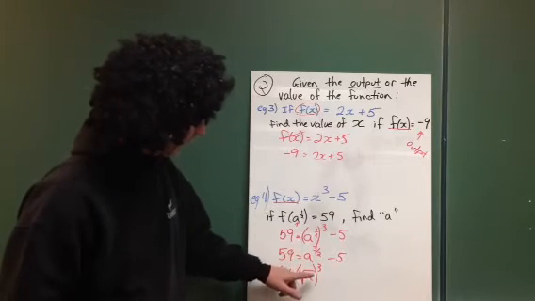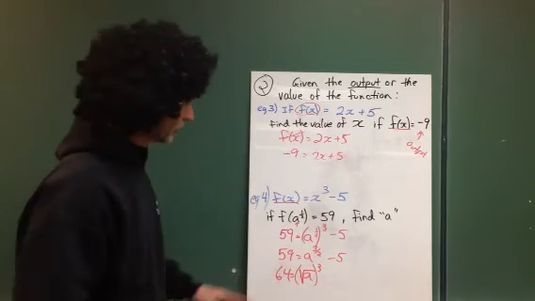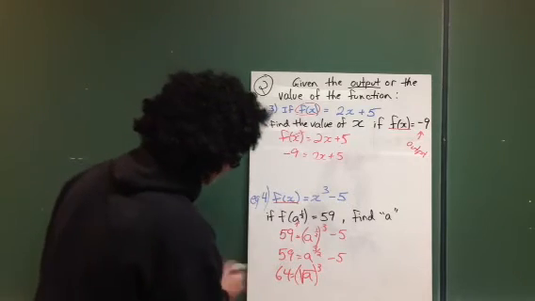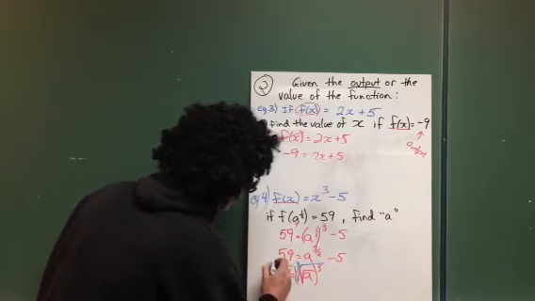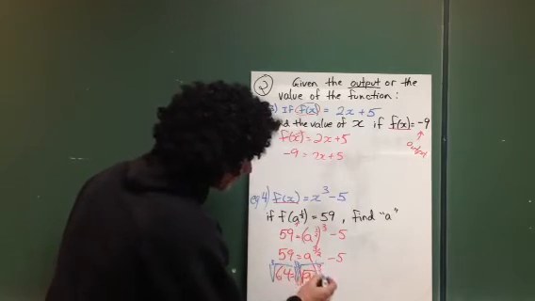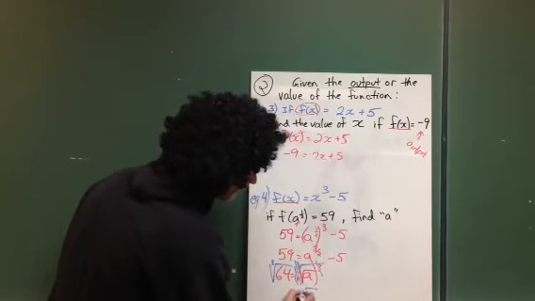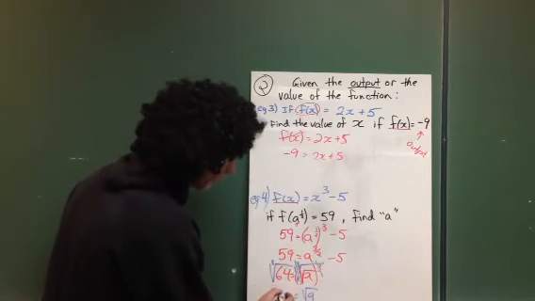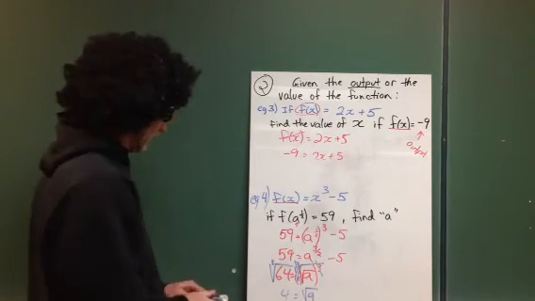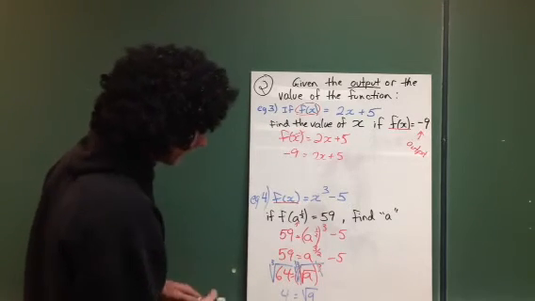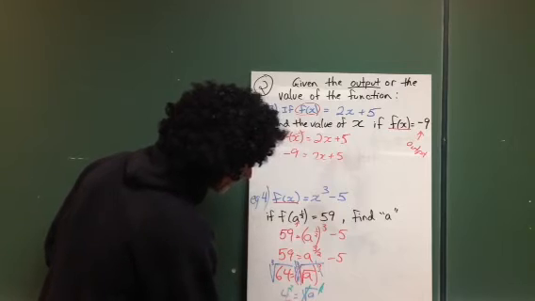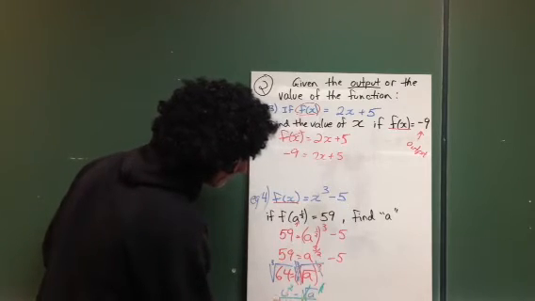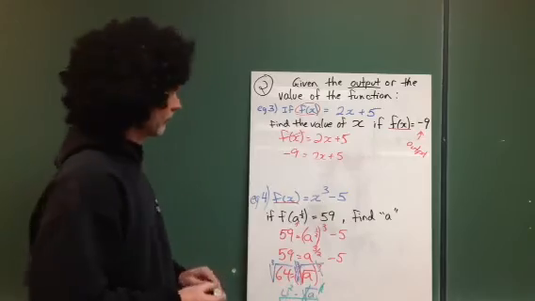Now how would I get rid of this cube? Well, I could cube root both sides. Cube root this side and cube root this side. This cube root and this cube will cancel, so I'm left with root a equals the cube root of 64, which is 4. Now I can get rid of the square root by squaring both sides. This cancels, so I have a equals 4 squared, which is 16. Wow, it's not so bad.